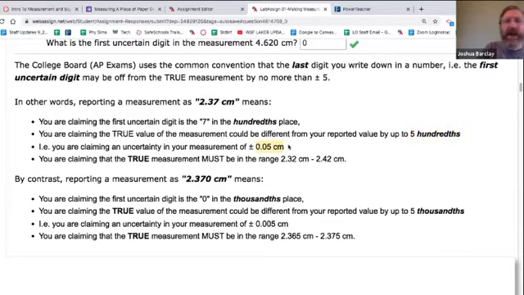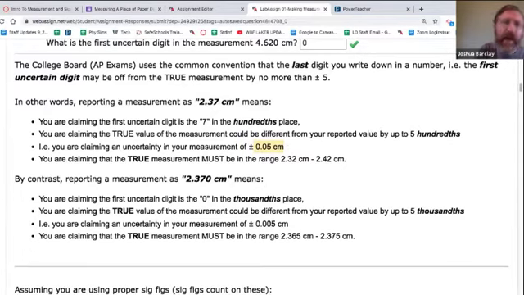How would I say that number if I was using the word hundredths? How many hundredths is that? It's 5 hundredths, right? So you're saying that your uncertainty, because you put the last digit in the hundredths place, is 5 hundredths. And this number is always 5 of something. It's the College Board standard.